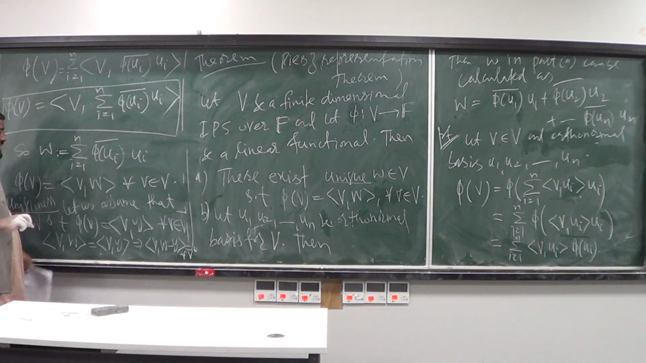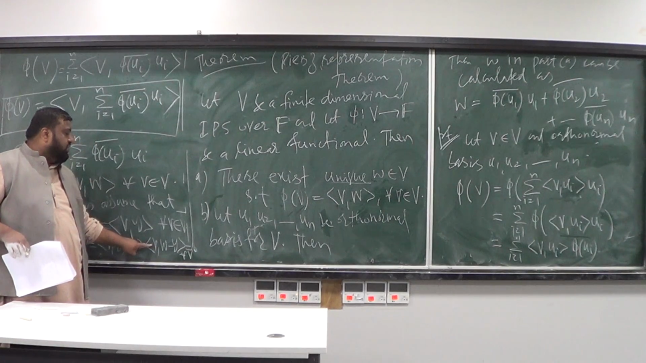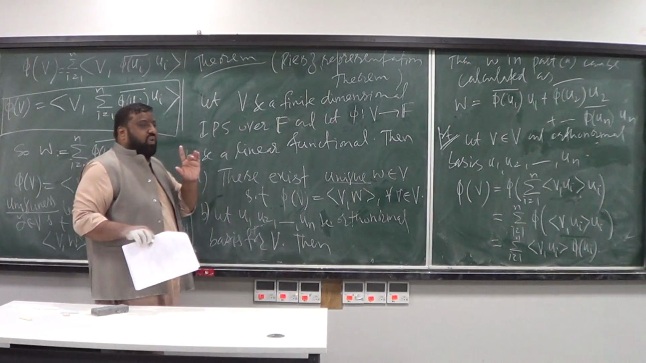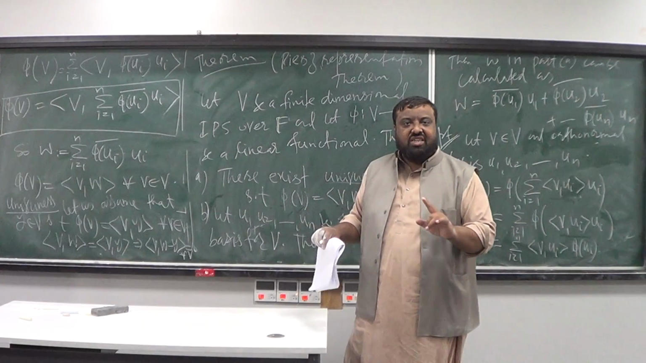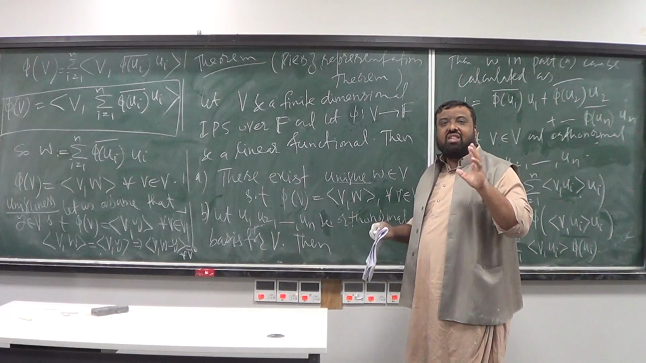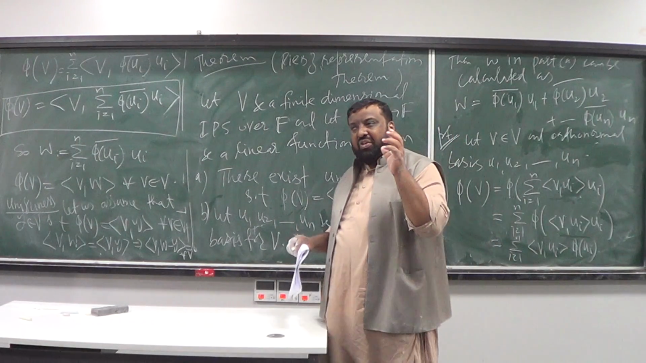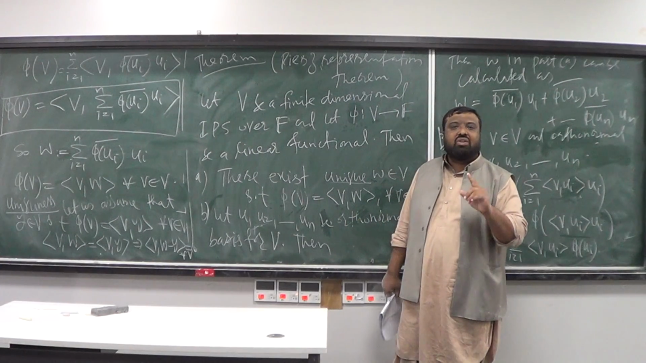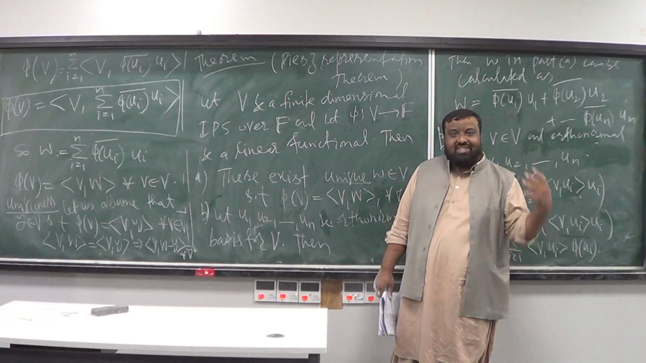Now, this means that this vector w minus y is orthogonal to every single vector v in the inner product space. Now, can you tell me what the vector is which is orthogonal to every single vector in the inner product space? If you remember chapter 4, we proved that the only vector which is orthogonal to every single vector in the inner product space is 0.